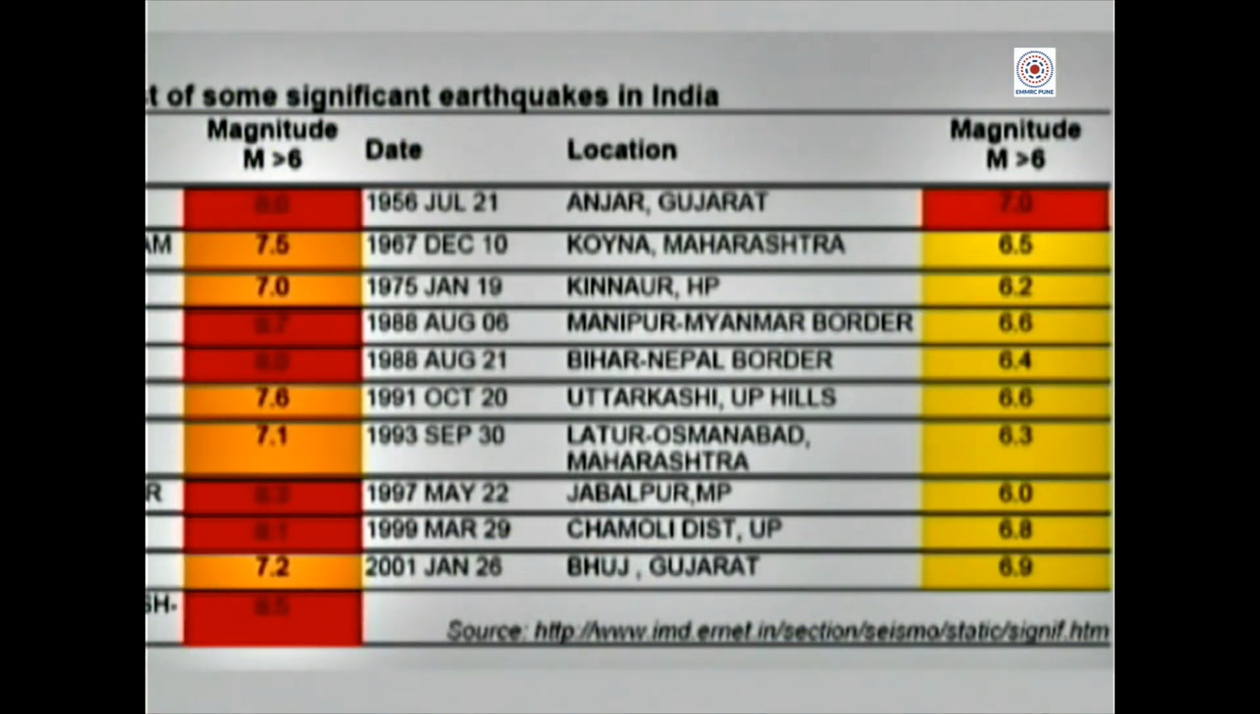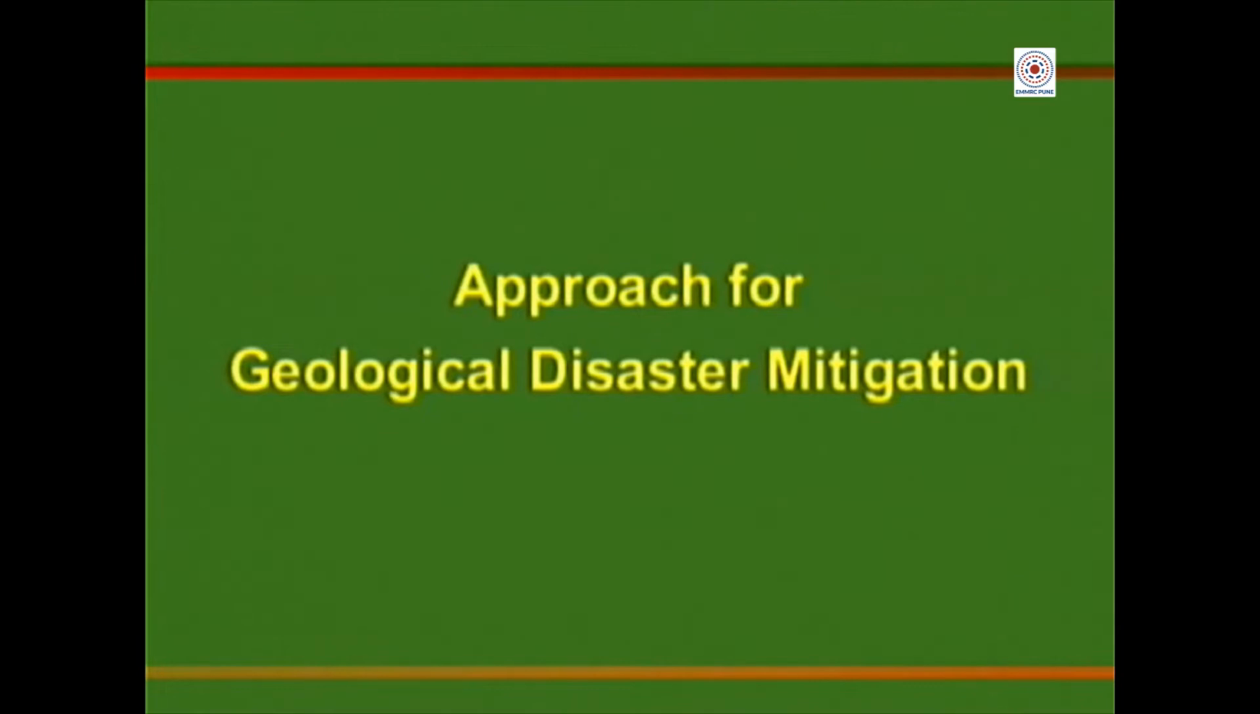Also, in Bihar and Nepal there was an earthquake in 1934, and in 1988 the Bihar Nepal border was visited by bigger earthquakes. So, we find that disasters like earthquakes visit the same region again and again. So there is a requirement to prepare ourselves better for disaster management.